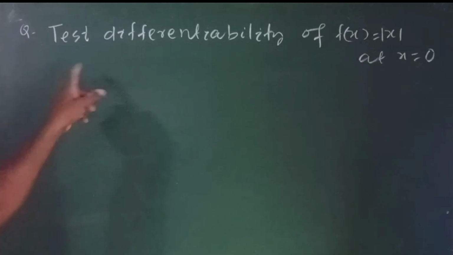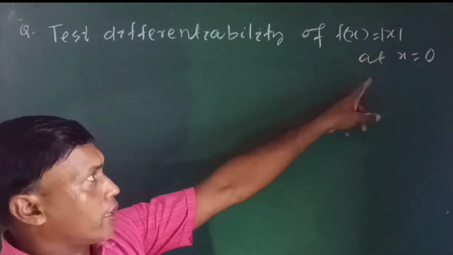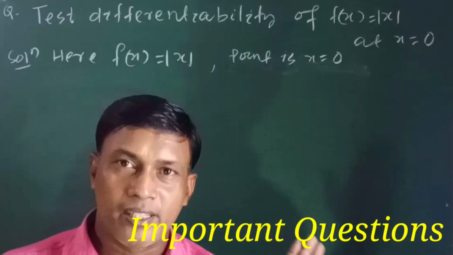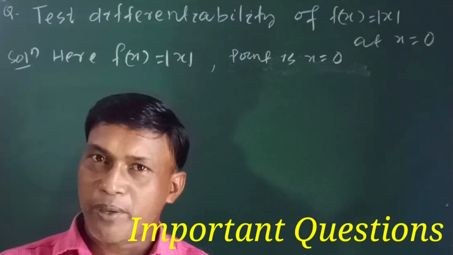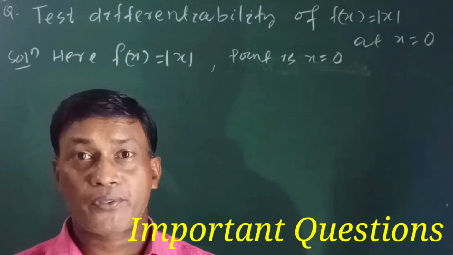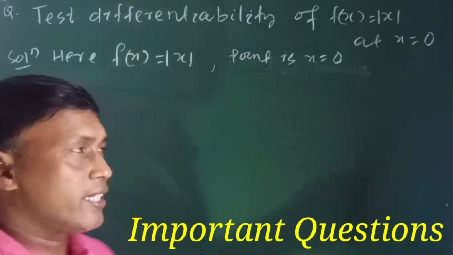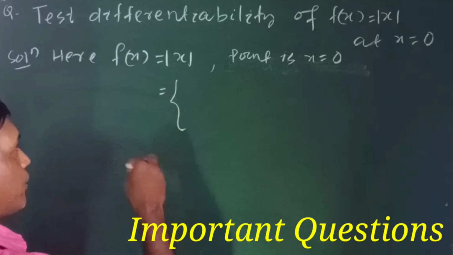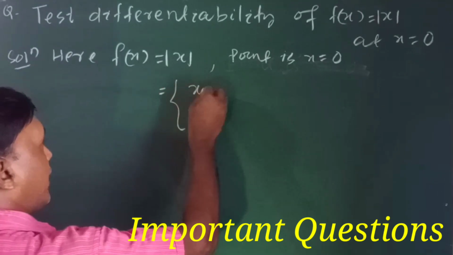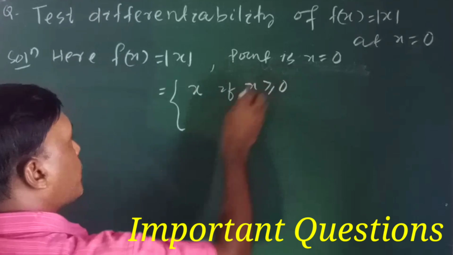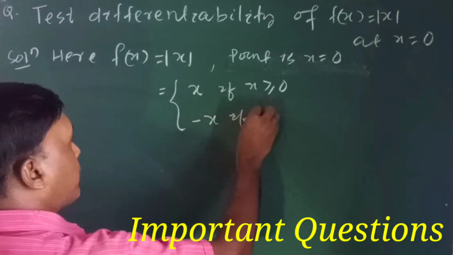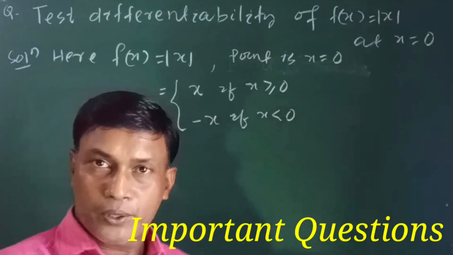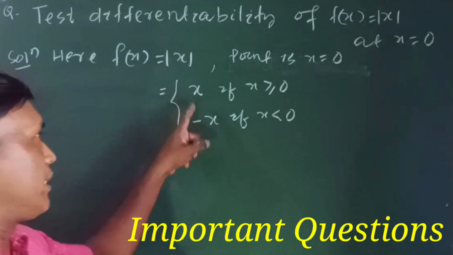Very important question. Test the differentiability of f of x is equal to mod x at x is equal to 0. f of x is equal to mod x. Very important thing: where the function is an absolute value function, you have to first open the absolute value. That means you have to express it as mod x has 2 values. Mod x is x if x is greater than or equal to 0, mod x is minus x if x is less than 0. Every time you test the differentiability of an absolute value function, you have to write it in this form.